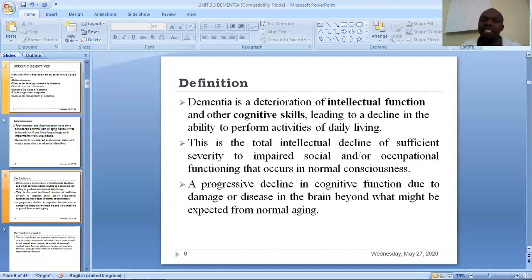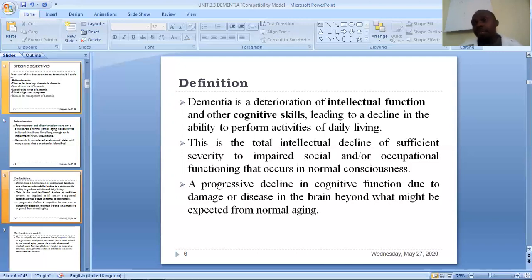The second definition says dementia is the total intellectual decline of sufficient severity to impair the social or occupational functioning that occurs in normal consciousness. What does this definition tell us? It simply tells us that dementia occurs while someone is fully conscious, unlike delirium, which might involve adjustment in someone's consciousness.